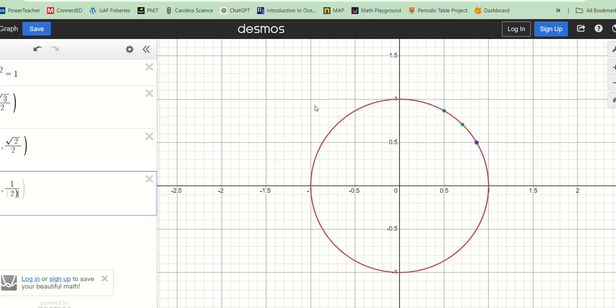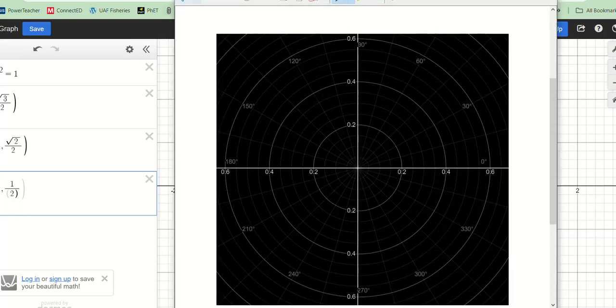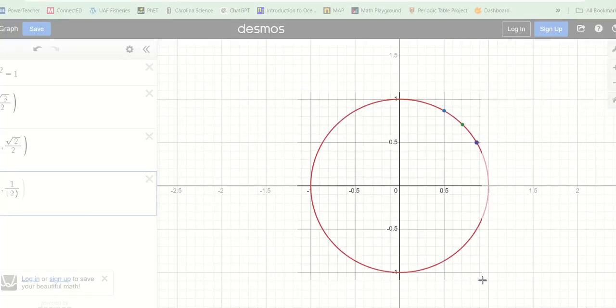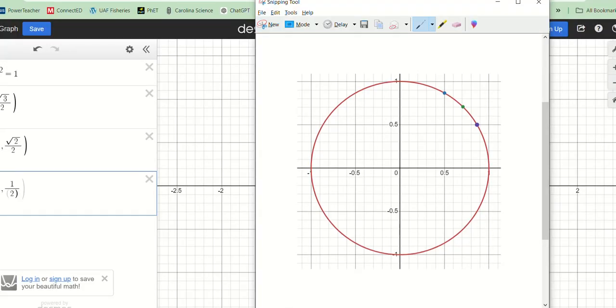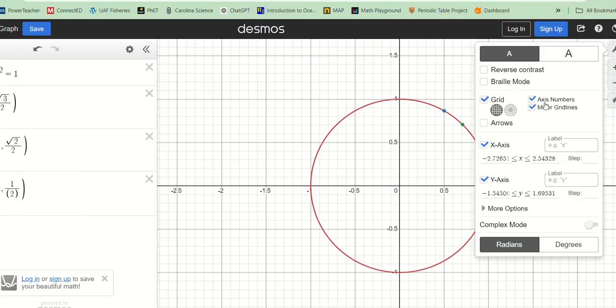Now I have the same circle with just some different colors. Cool. I'm going to copy this one up here as well, and I'm going to take the numbers off. We don't need the numbers on it.